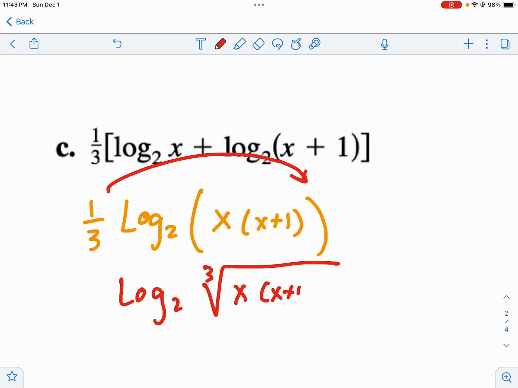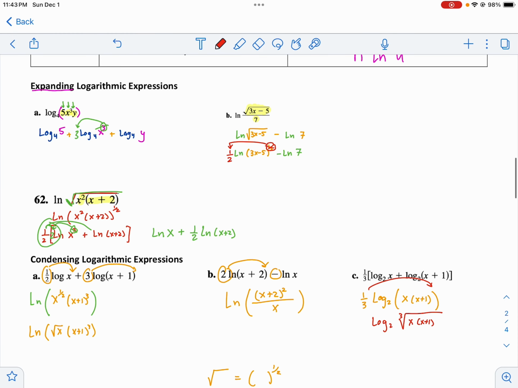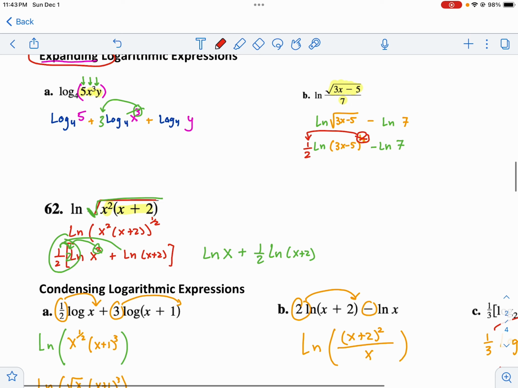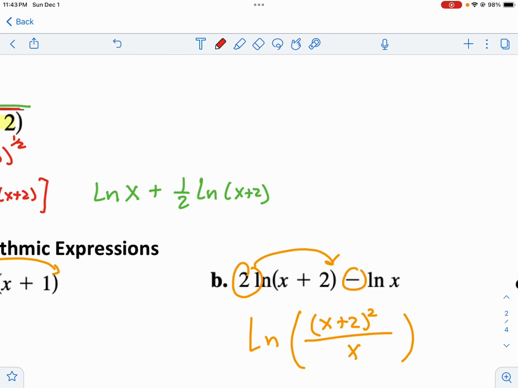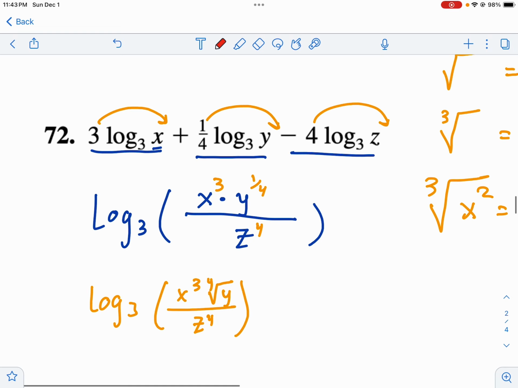So just keep it simple. Just watch what the problem's asking you. Expanding, take 1 and make it more than 1. Condensing, take more than 1 and make it into 1. But just keep it simple. I think 72 is one of the best examples. If it's positive, it's on top. If it's negative, it's on the bottom. So that's really all it is.